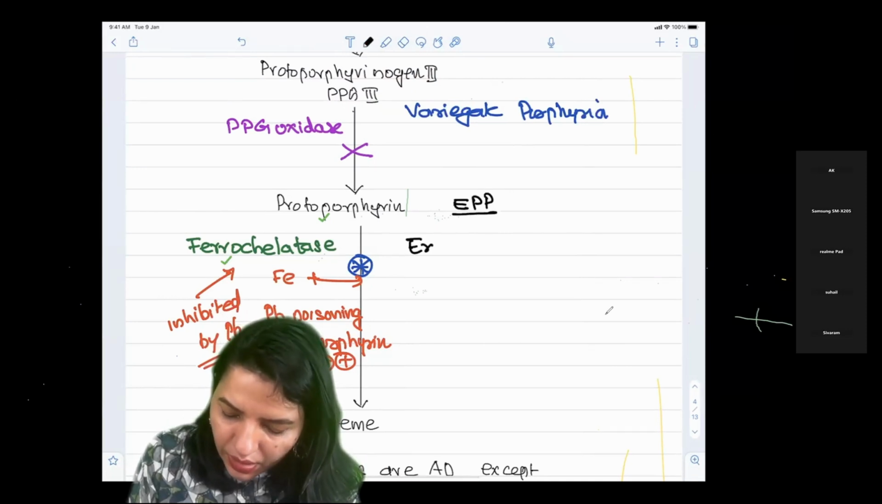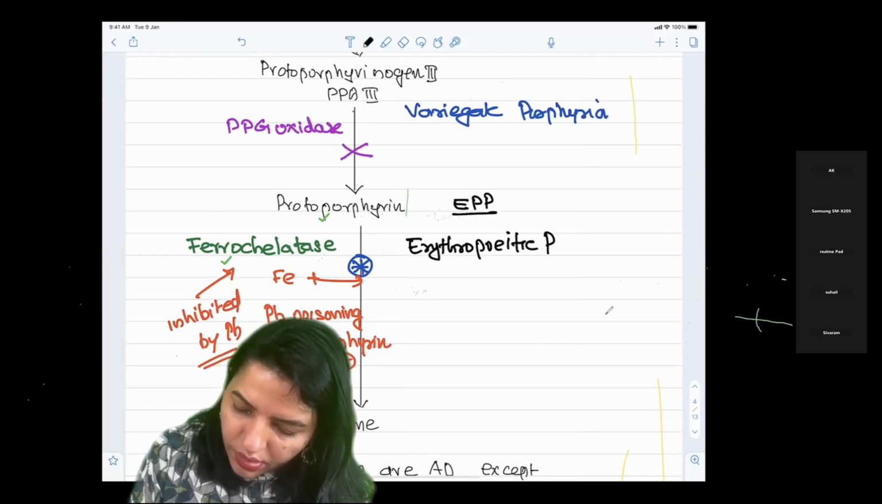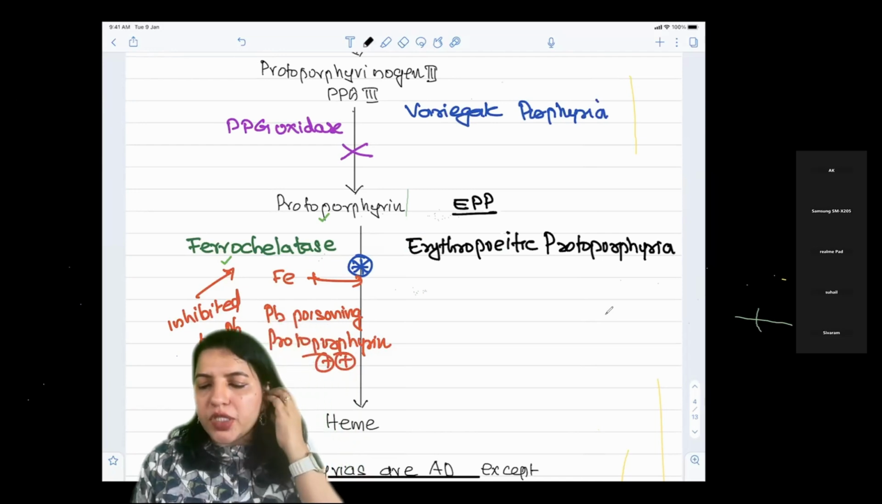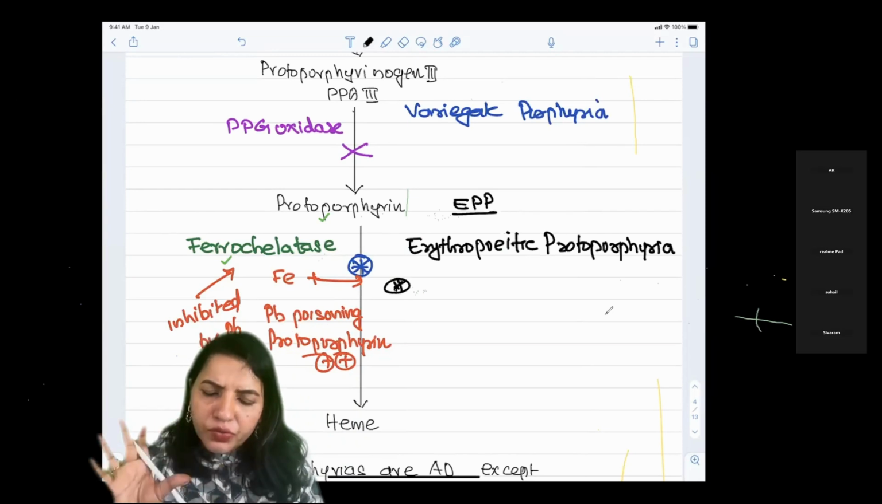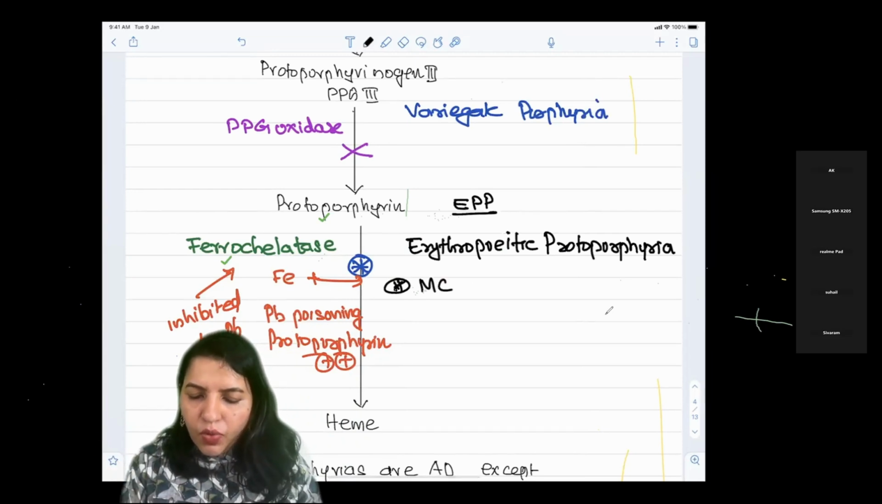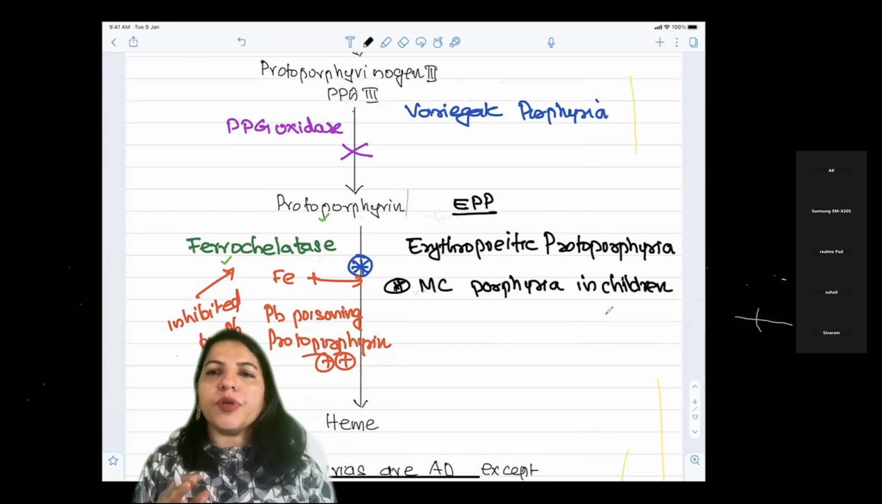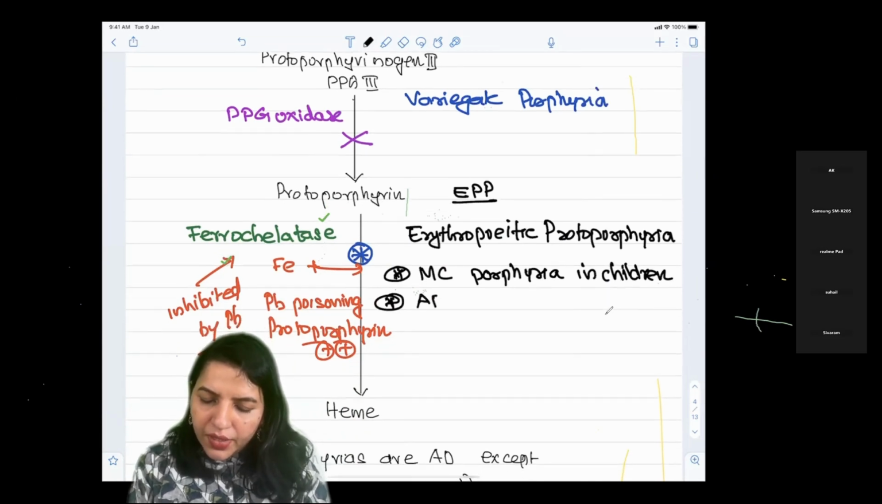EPP is erythropoietic protoporphyria. Erythropoietic protoporphyria. So one very important thing is, this is the most common porphyria in children. Most common porphyria in children. Number 2, this is autosomal recessive.